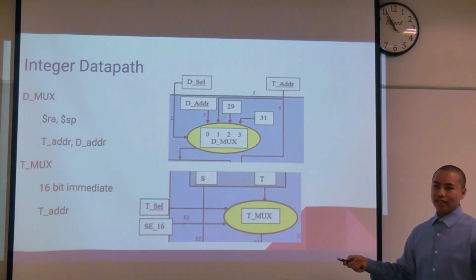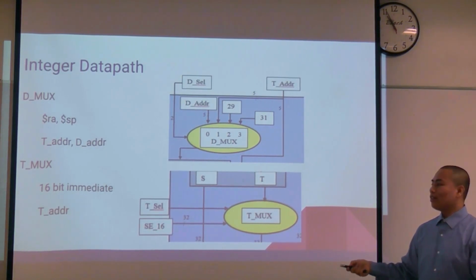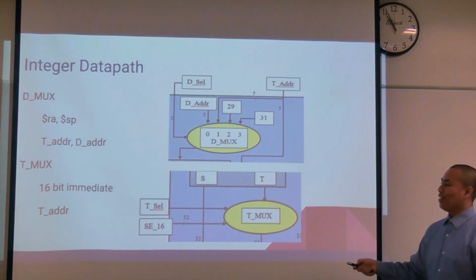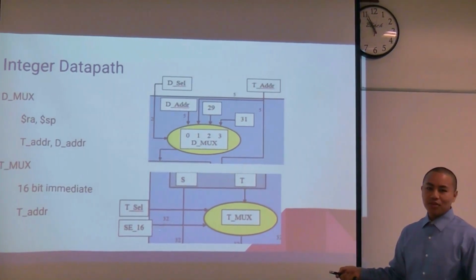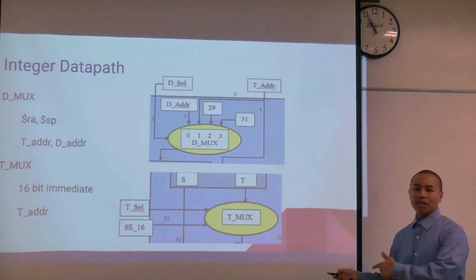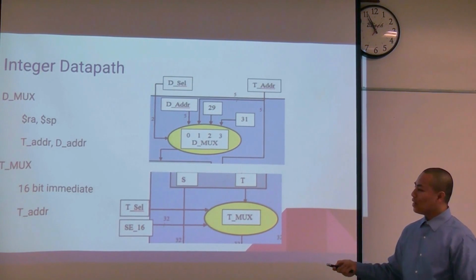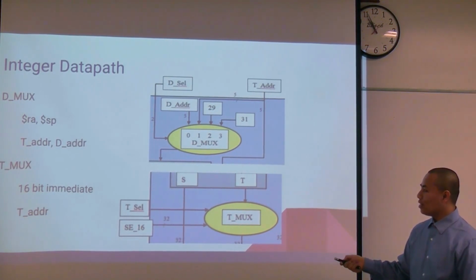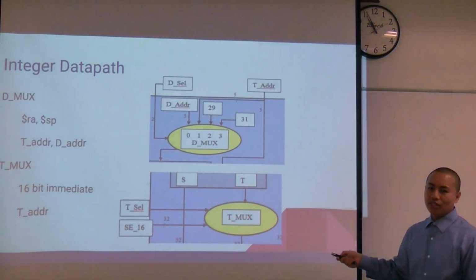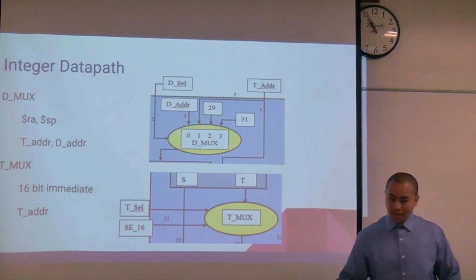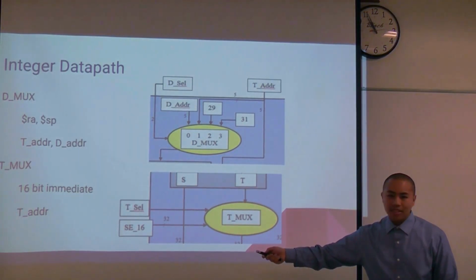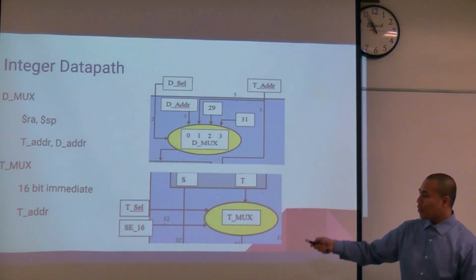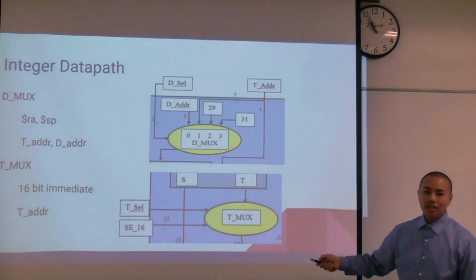So if we're bringing data in from, oh, sorry about that, let me backtrack. This TMUX allows 16-bit immediate operations. So we have a 16-bit immediate, or we could take data from a register. And you have the control board's T select, which will pick which of the 2 choices, depending on the operation.